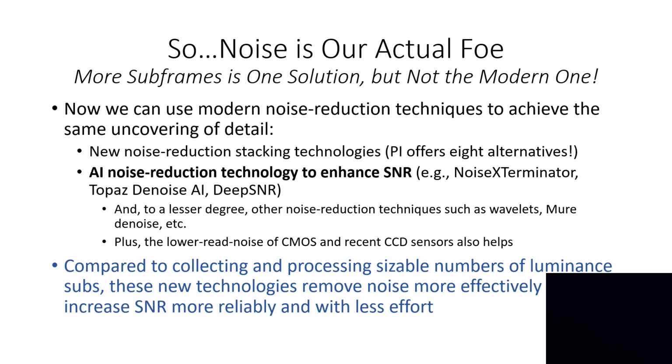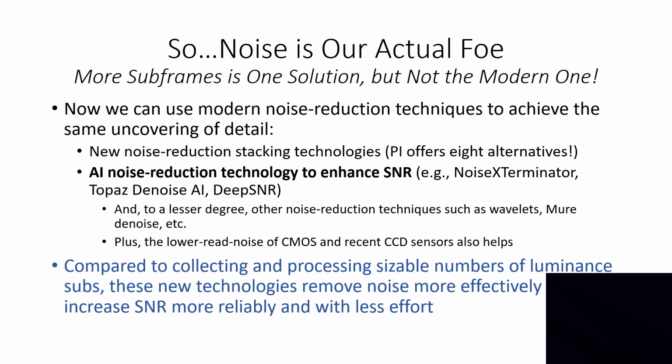For instance, better stacking technologies. Your options to stack in PixInsight number 8. There are 8 different ones. The idea is for those to make a better estimate of what the true pixel value should be, given the scattering and noise in all of the set of pixels in the sum, the corresponding pixels in the sum.